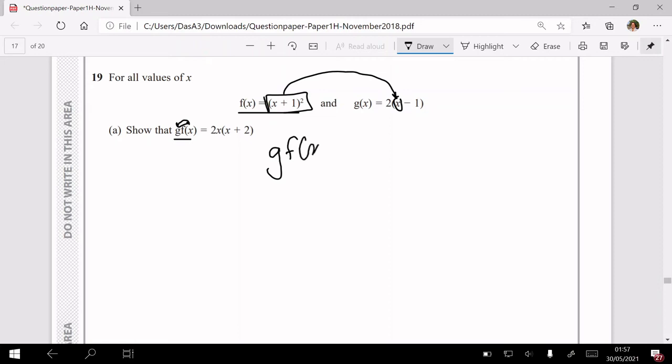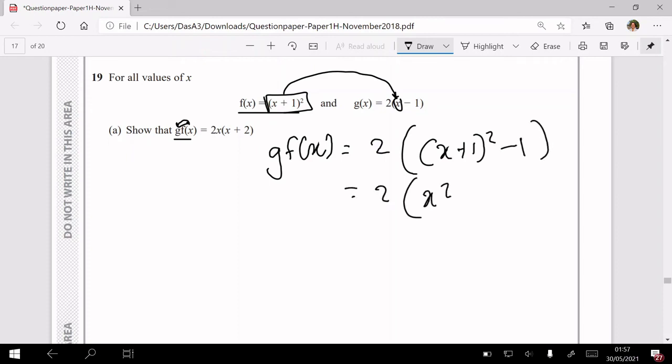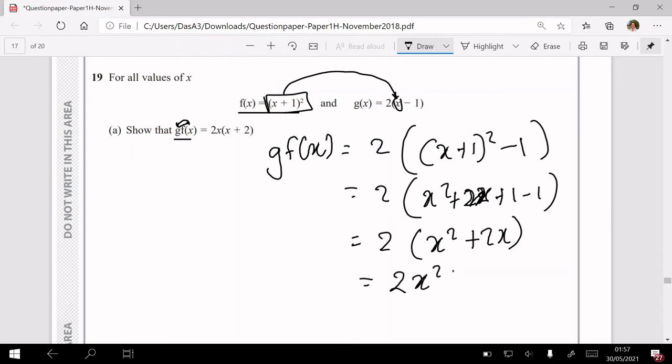g of f of x is equal to 2(x plus 1) whole squared minus 1. So that is 2(x squared plus 2x plus 1) minus 1. That is 2(x squared plus 2x). That expanded is 2x squared plus 2x. But we want to show that it's equal to this, so factorize out 2x. That will give you x plus 2.